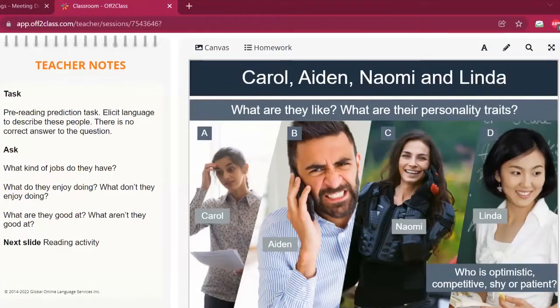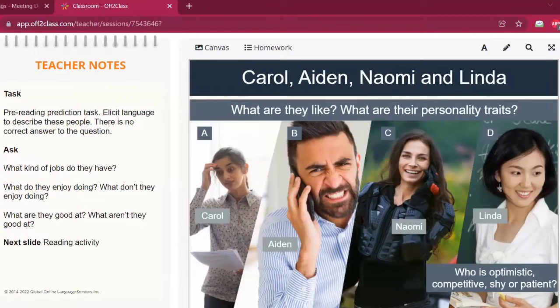Let's start with the first one, optimistic. Which one is optimistic? Letter C. Yes, okay. Competitive? I think B. Shy, A. And D, what is it? Patient. Yeah, the teachers are so patient.